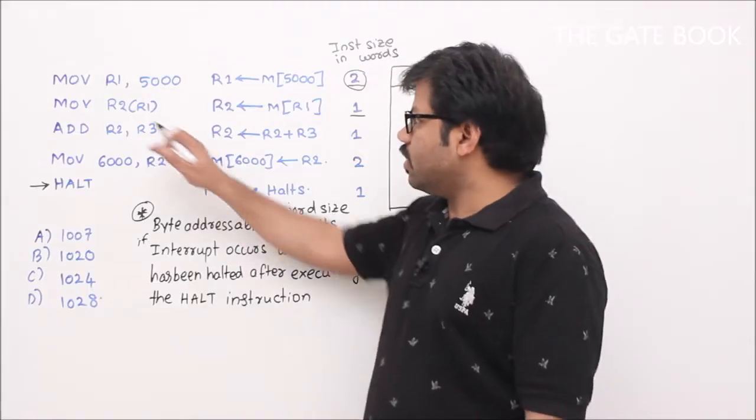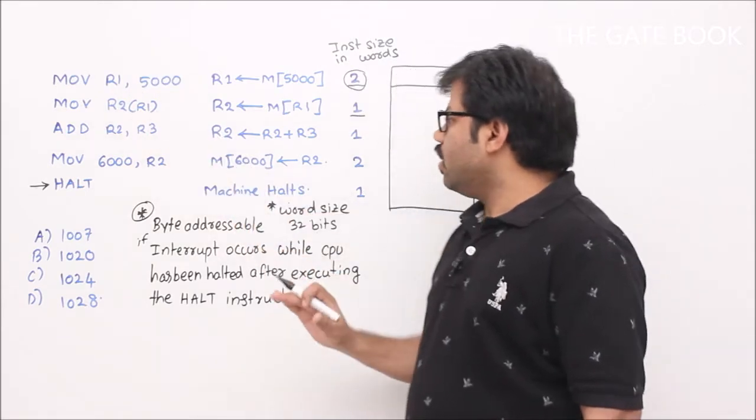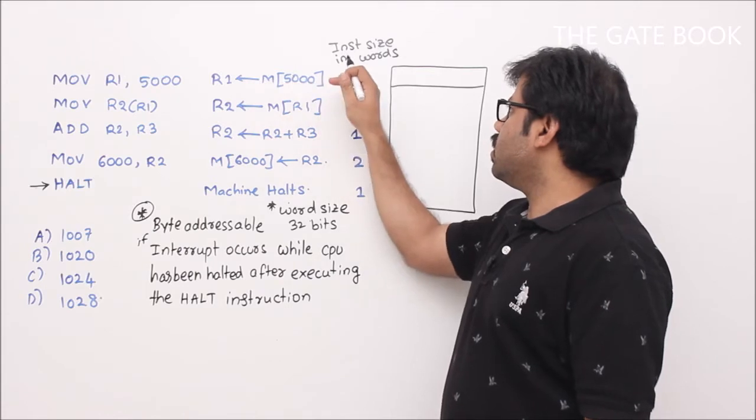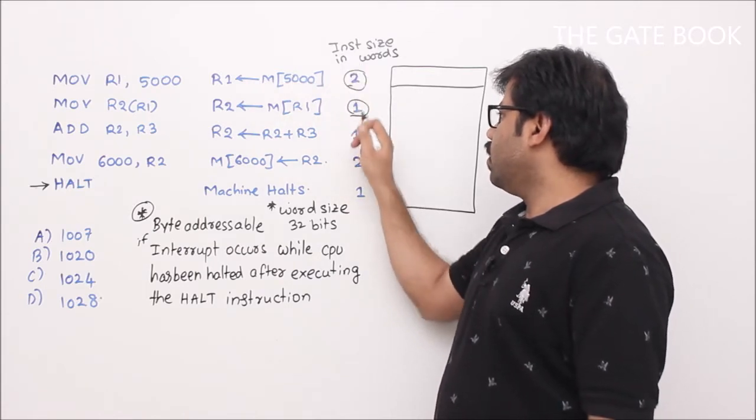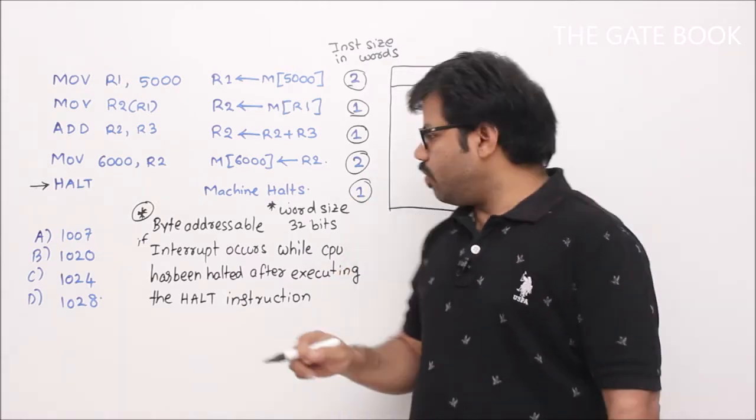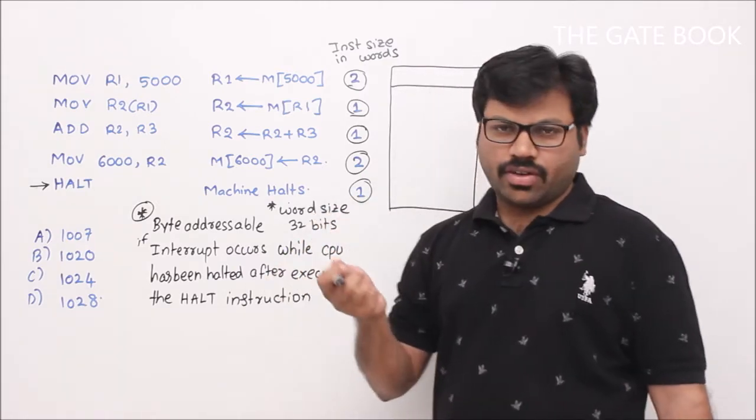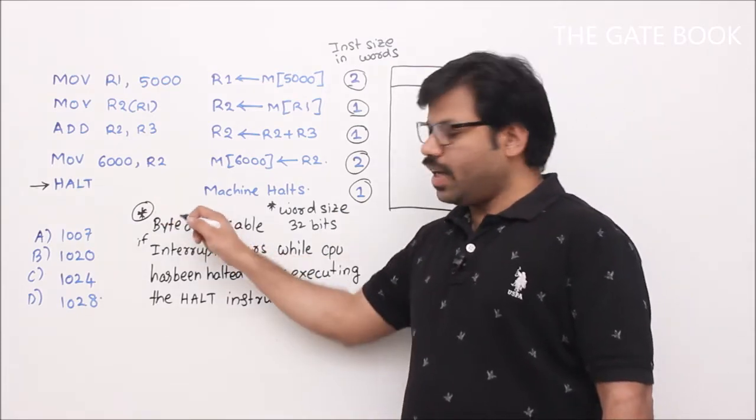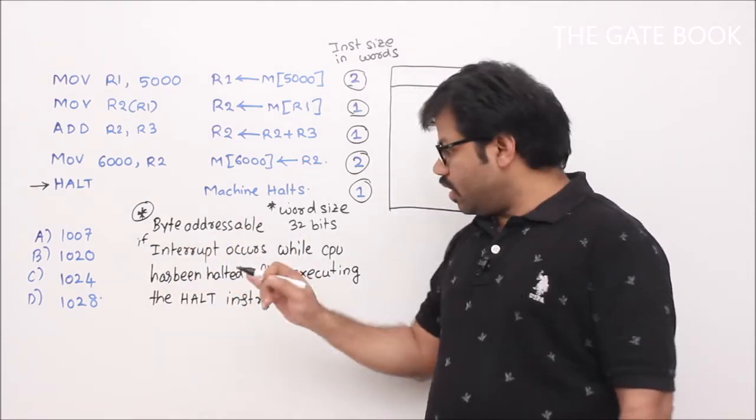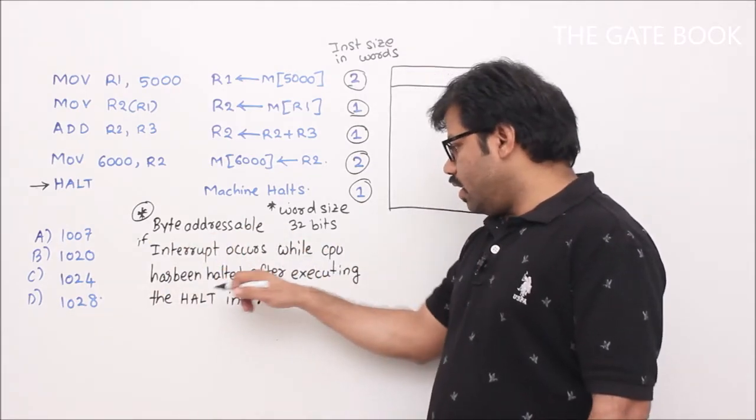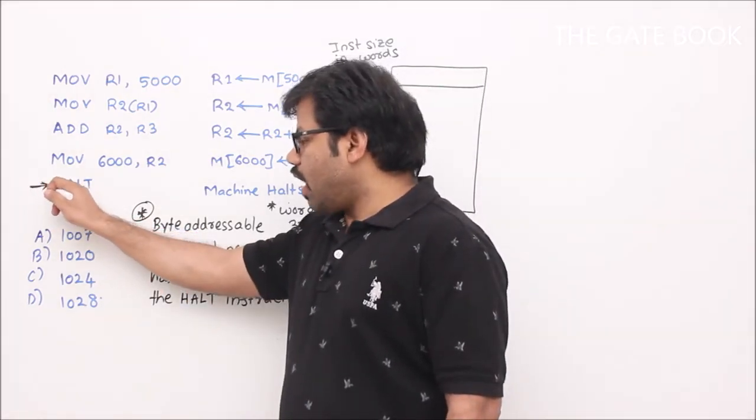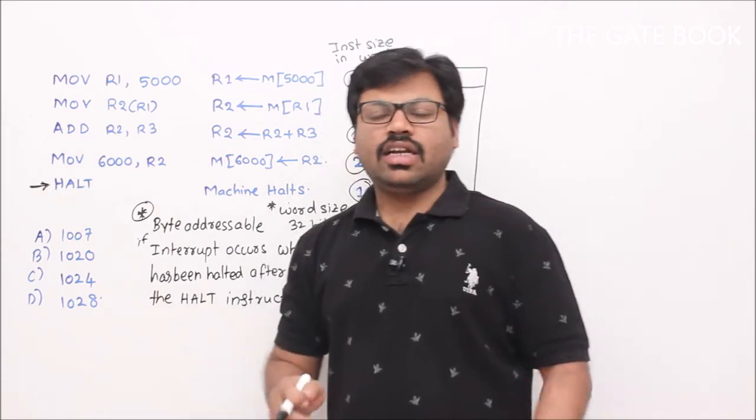Okay, now we'll see this question. In this question instructions are given and their sizes are given. The first instruction size is 2 words, the second is 1 word, the third one 1, the fourth one 2, the fifth one 1 word. In the problem they have mentioned that the word size is 32 bits. One more thing they have given: it's a byte addressable system. Now the question is, if an interrupt occurs when the CPU has been halted after executing the halt instruction, that means after executing the halt instruction, an interrupt came.